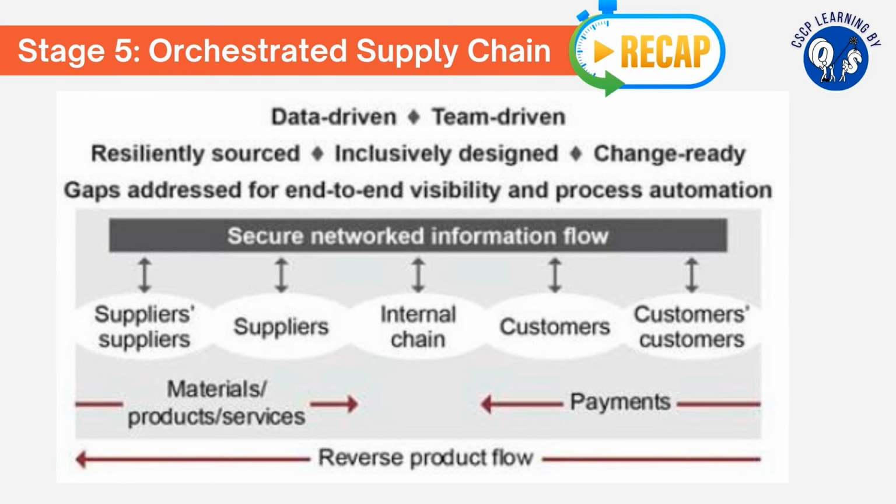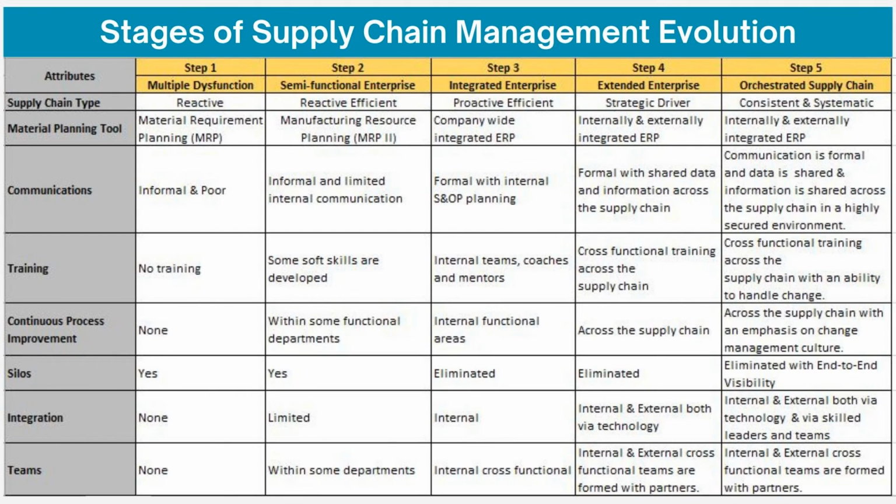Overall, this stage represents a highly advanced and well organized supply chain where technology, people, and processes work together seamlessly to optimize operations and respond effectively to changes and challenges. I would like to share this chart for my students, for my viewers, so that it becomes easy for them to remember all these 5 stages of supply chain evolution.